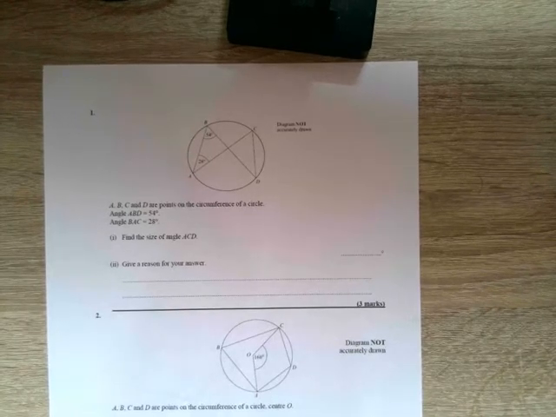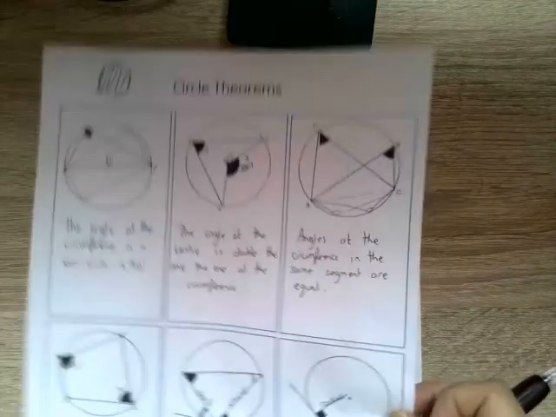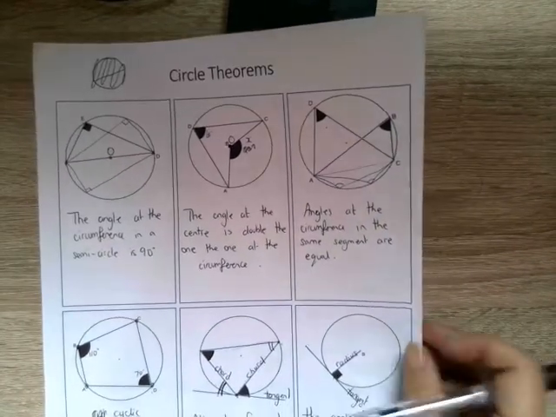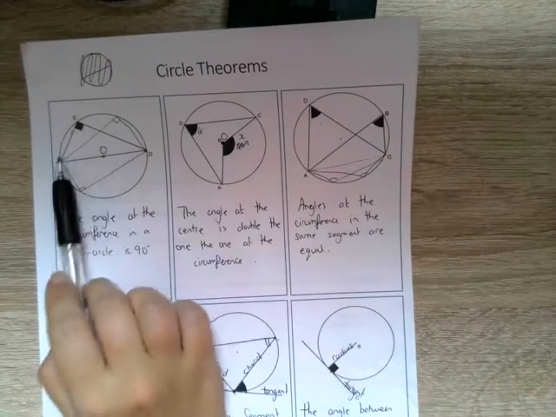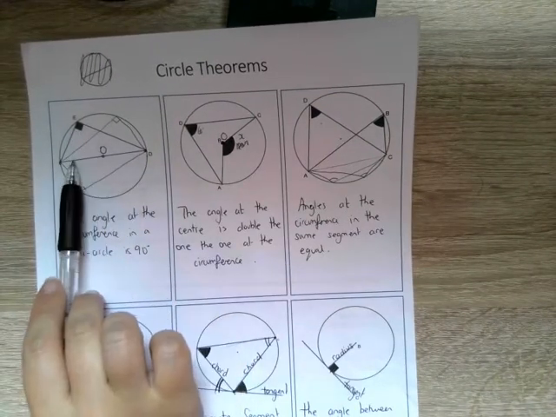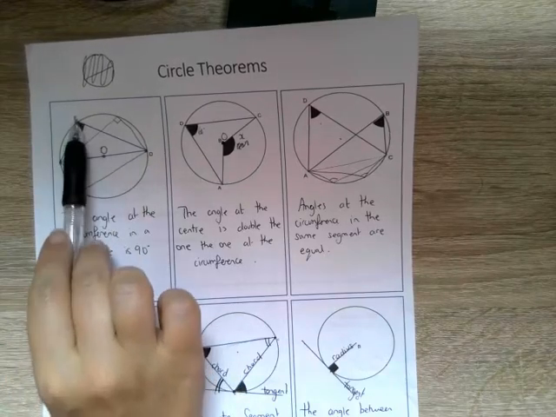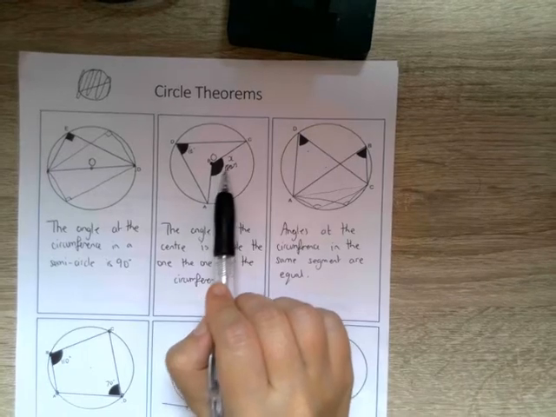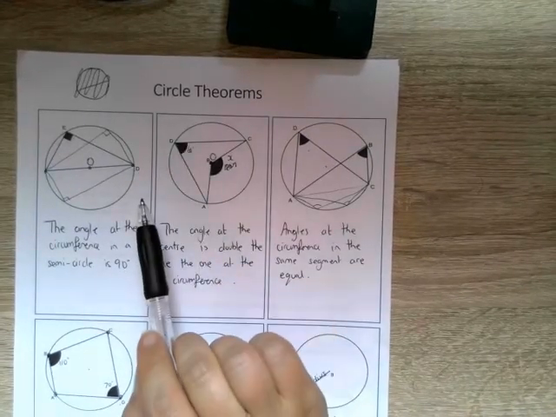So this video is going to go through some examples now of exam style circle theorem questions. Just a reminder, these are the theorems that you should have watched in the Circle Theorems 1 video. Remember, the angle at the circumference in a semicircle is 90 degrees. The trick with that one is, as soon as you see that diameter, the angle opposite is going to be 90 degrees. This one, the angle at the centre, remember, is double the one at the circumference.